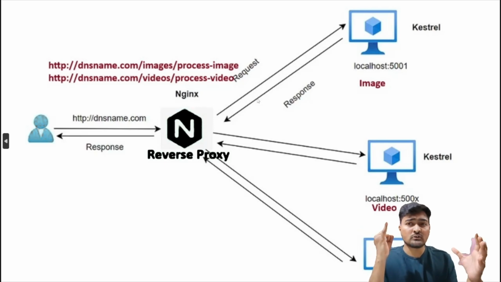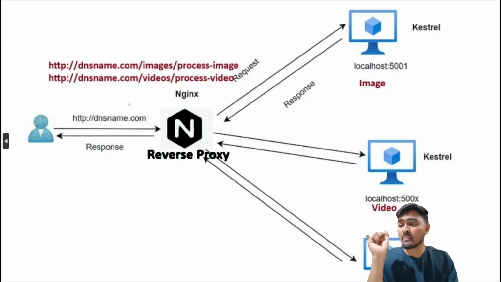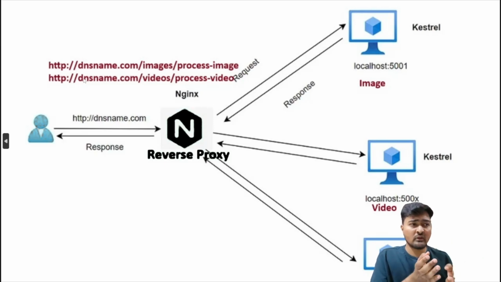All the APIs related to images will have a separate server, and all the APIs related to videos will have a separate server. But it is not like when you hit a URL on Instagram, there will be different URLs with different domain names. This is not like that. There is always a single domain name like Instagram.com, but there will be different servers behind that domain name. Like here, dns.com/images/process-image, we are hitting this API.